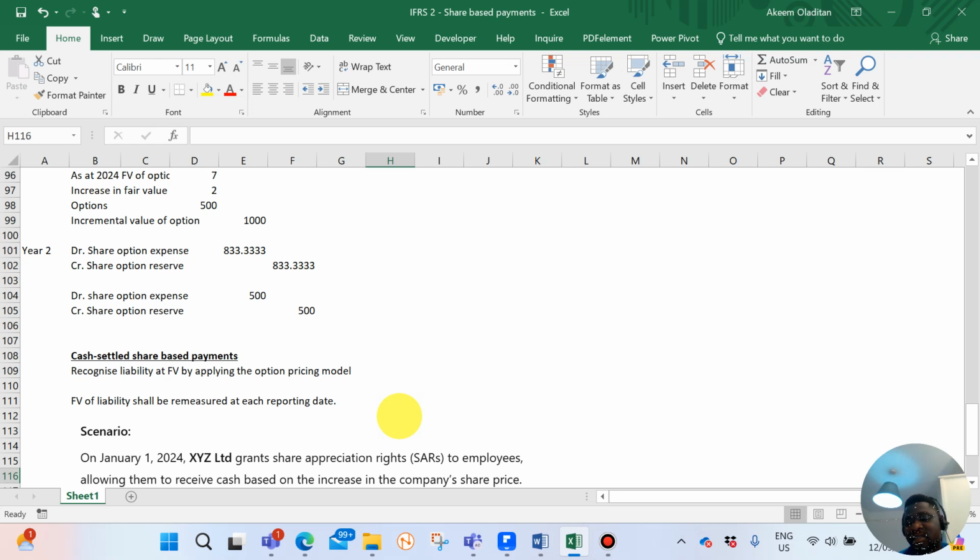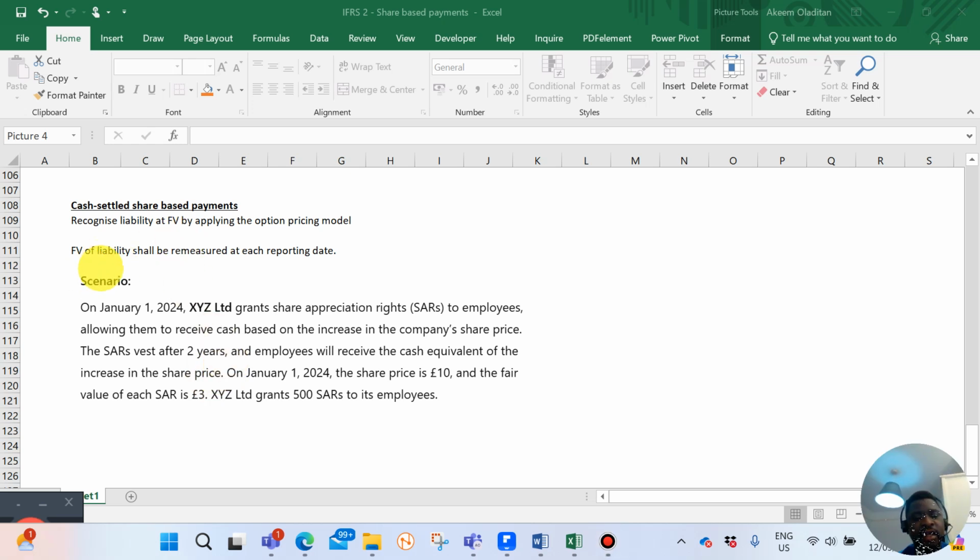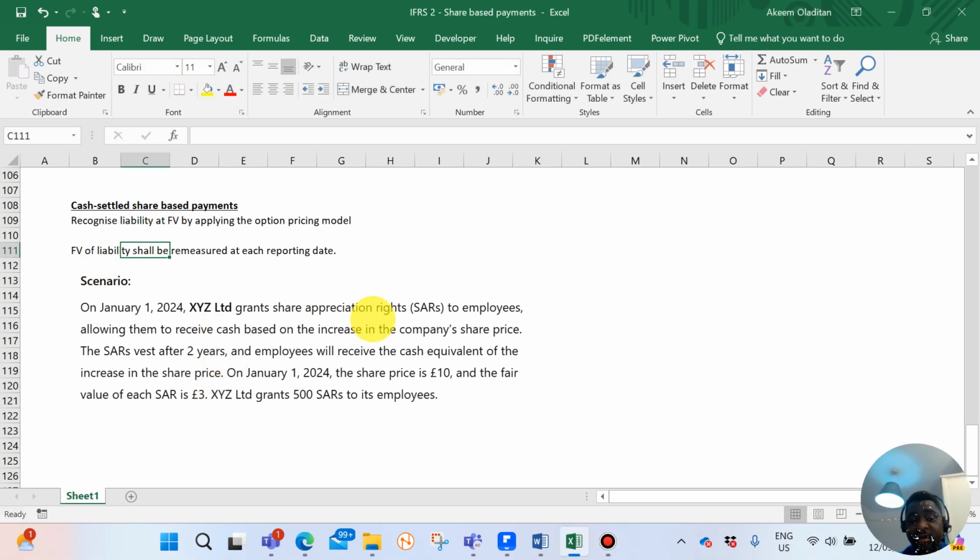So that option can be exercised at any point in time, and the standards also permit Monte Carlo simulation. But for the purpose of this, I won't be going deep into it, so we'll only look at the scenario that we've got. One thing that is also key here is that the standard permits that we remeasure the fair value of the liability sitting in the books of the company at each reporting date until all the options have been fully settled.